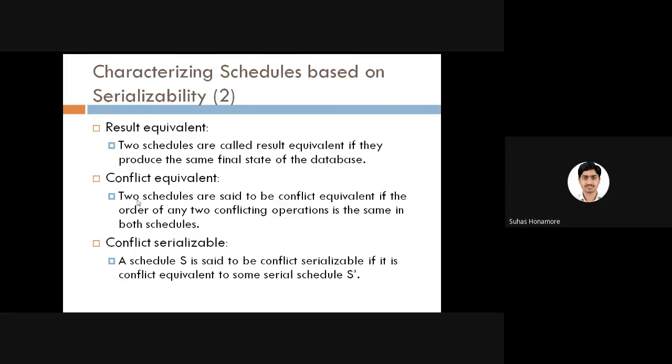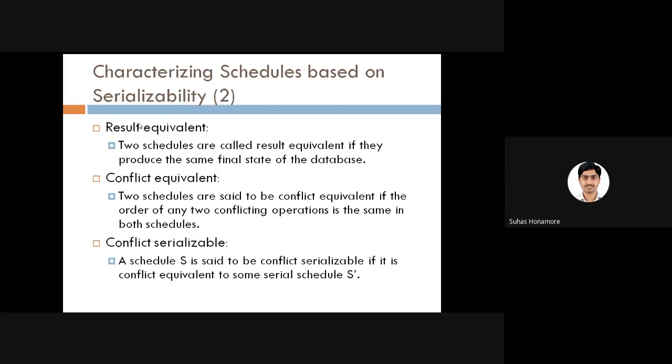Here, two schedules are said to be conflict equivalent if the order of any two conflicting operations is the same in both schedules. So here we are taking two schedules. Conflict equivalence is nothing but a relationship between two schedules.